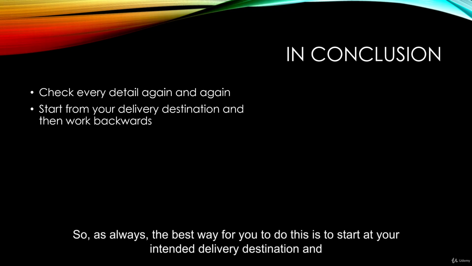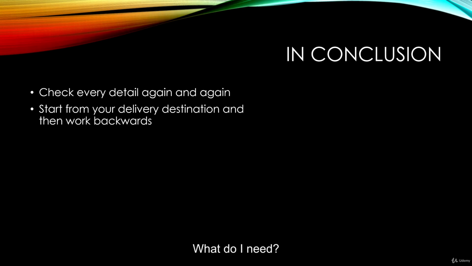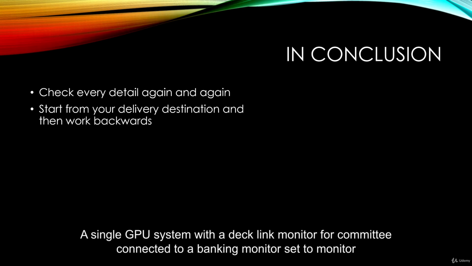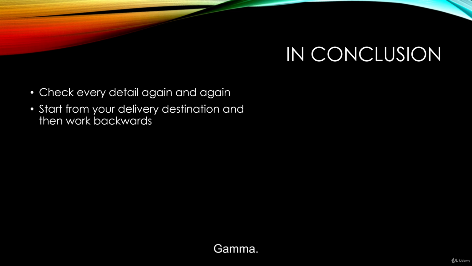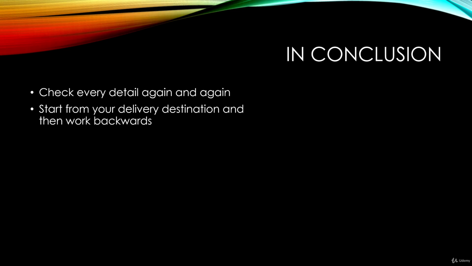So as always, the best way for you to do this is to start at your intended delivery destination and then work backwards. For example, I'm delivering web content with the occasional spot for broadcast. What do I need? A single GPU system with a DeckLink Monitor 4K Mini connected to a BenQ monitor set to monitor Gamma 2.4 should do it. You might not even need a 28-lane core if it's only occasional broadcast work you're doing.